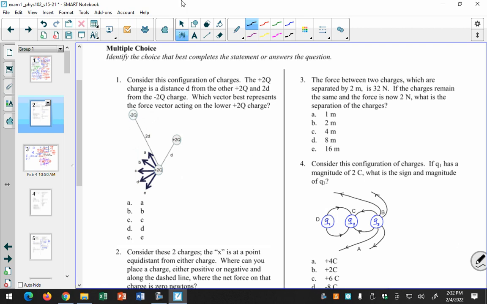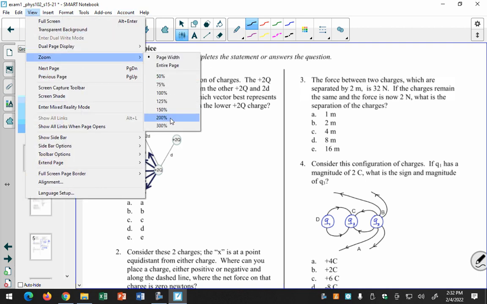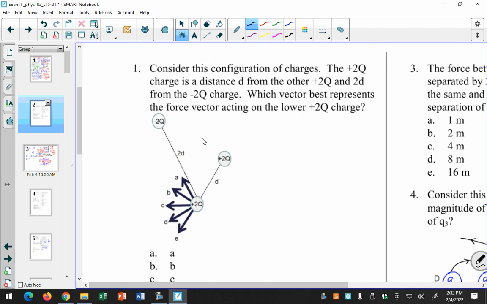Number 1, where I have these charges, this is Spring 21. I have these 3 charges, and I want to know what is the vector that best represents the force. Just draw your vectors. So I have one vector that goes in this direction, and then I'll have another vector that's attractive to the minus 2Q, but it's going to be a quarter the size of that other vector.